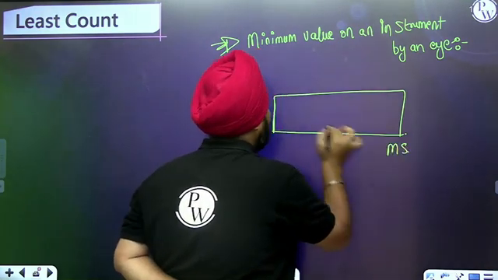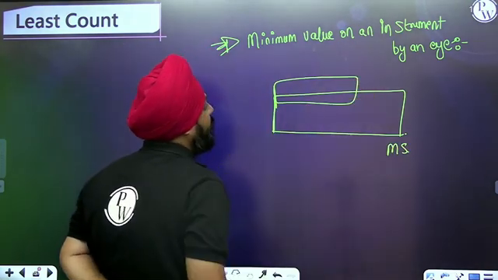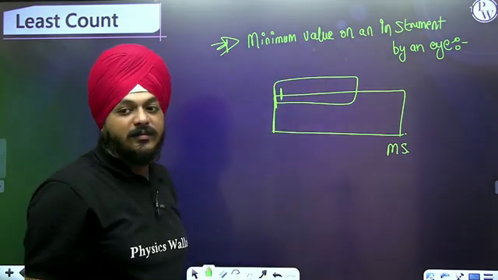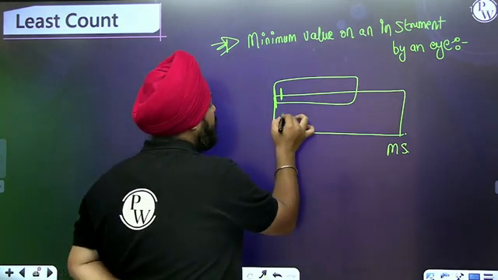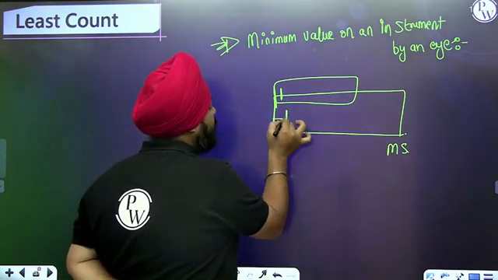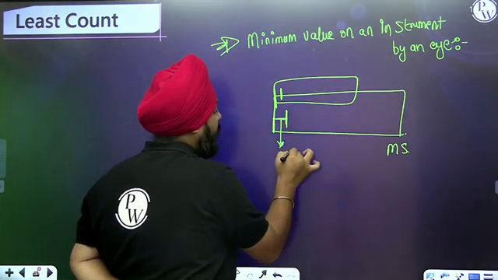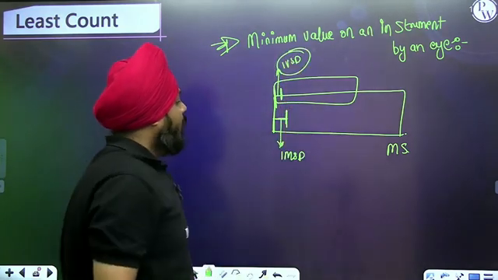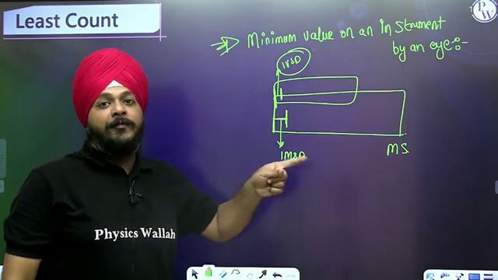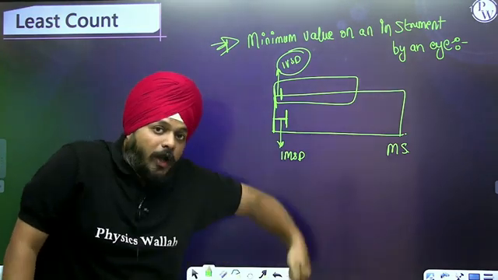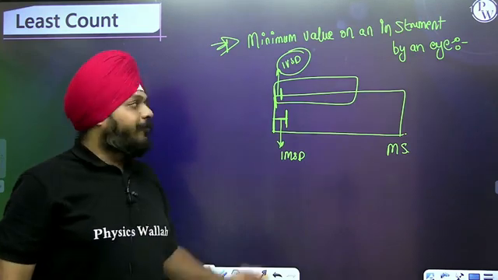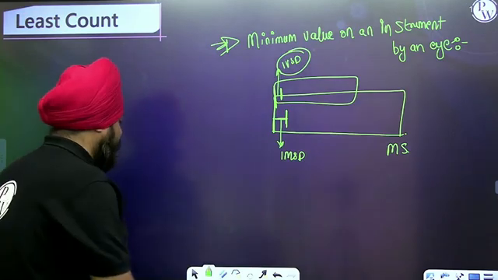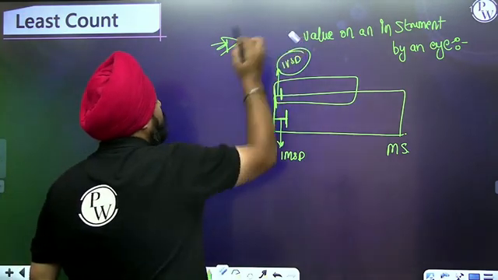This is the main scale, and above it we have the Vernier scale. Suppose this is one division of the Vernier scale, and this is one division of the main scale. This is 1 MSD. This is 1 VSD. 1 MSD is not the minimum value that we can see by eye on the caliper. No. 1 VSD is not the smallest value. I must not say minimum value, I must say smallest value.